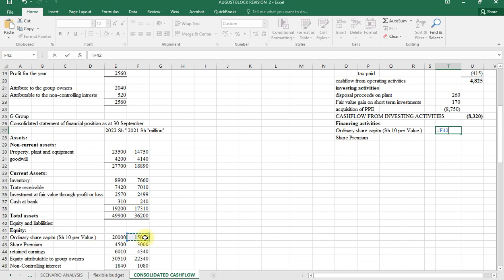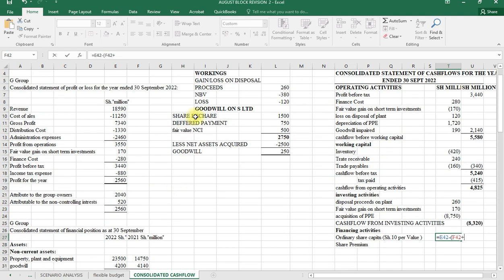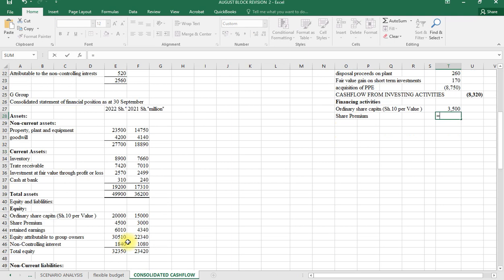Need to find the issue of shares. We start with the value at the end, and minus. You can open the bracket. At the beginning we started with this, and we acquired. We issued share for share. This one, 1500. So that means we issued shares of 3.5. Share premium. For the premium we closed with this and we had started with this.